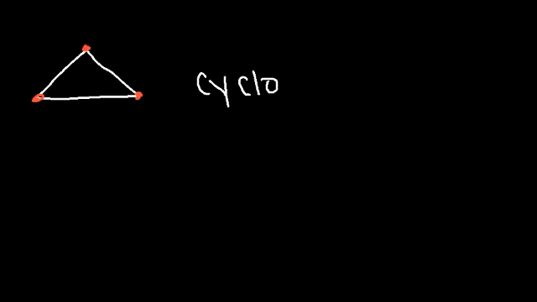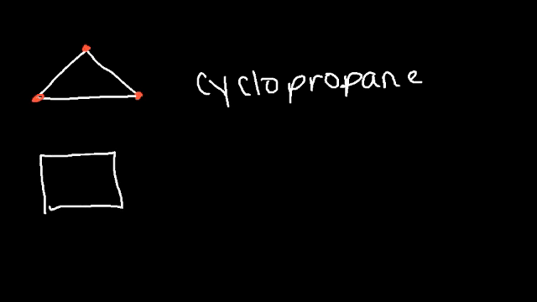Anytime you have a ring of carbon atoms, you need to add the prefix cyclo. So with that in mind, what is the name of this particular cycloalkane? So here we have 4 carbons, and 4 carbons is associated with butane, so this is called cyclobutane.